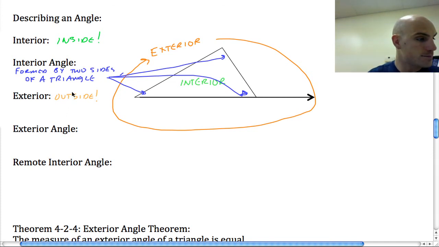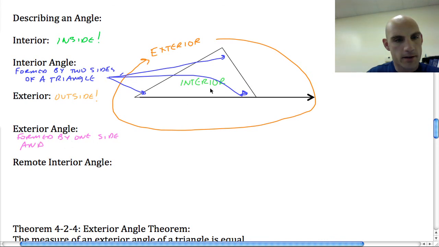An exterior angle is going to be one that is formed by one side of the triangle and the extension of an adjacent side. And so it's formed by one side. So this is our exterior angle right here. And it's formed by one side of the triangle and the extension of the adjacent side.